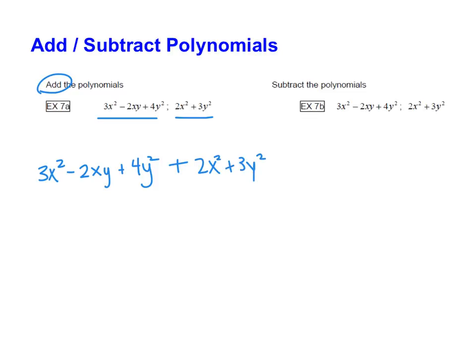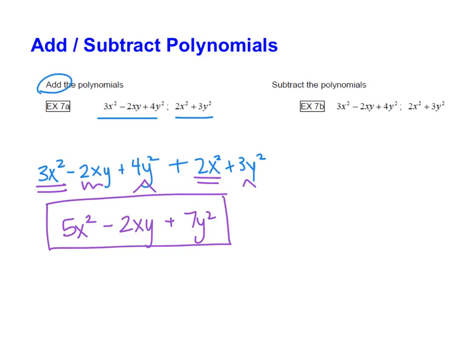Okay, so when you add these, we're looking for like terms to combine. Let's see, we have an x squared here. Here's another x squared. So 3x squared plus 2x squared is 5x squared. Here's an xy. It doesn't have any like terms, so minus 2xy. And then we have a 4y squared and a 3y squared. So if we add those together, we get 7y squared. And that's our final answer.